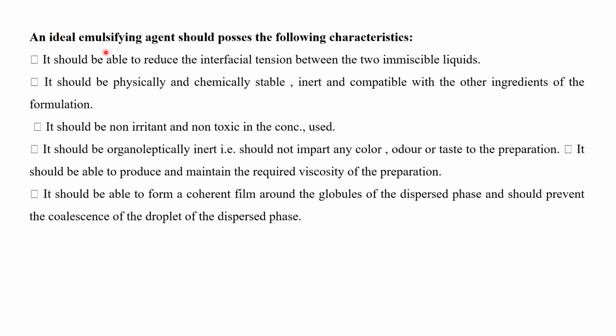So what are the ideal properties of the emulsifying agents? First and foremost, it should reduce the interfacial tension between the two immiscible liquids. It should be physically stable, chemically stable, inert, and compatible with all other ingredients present in the formulation. It is non-toxic, non-irritant, and it should not impart any color or odor to the preparation. It should maintain the viscosity of the preparation properly. It should form a coherent film as a protective layer around the globules of the dispersed phase and prevent the coagulation of the droplets of the dispersed phase.